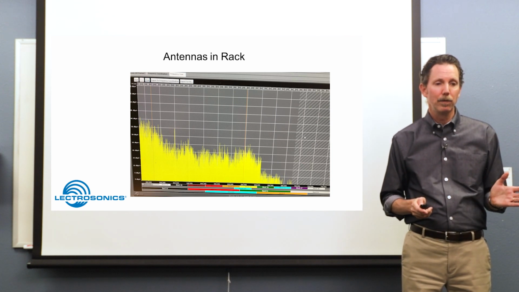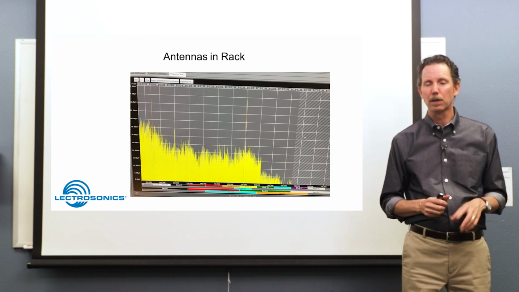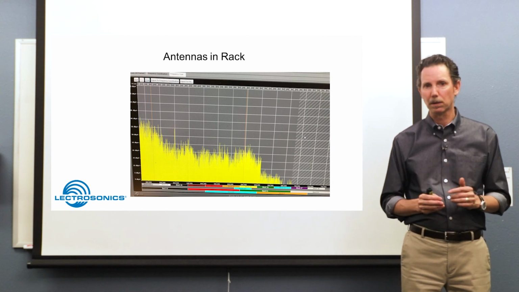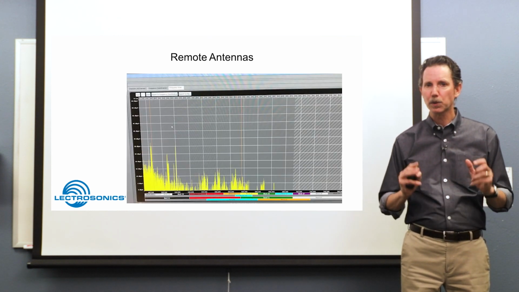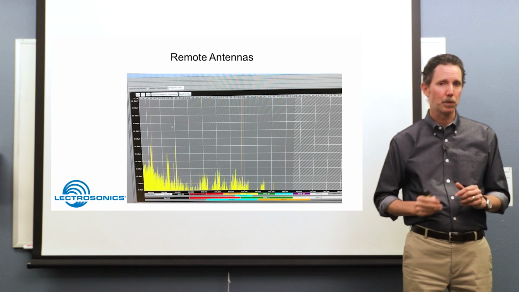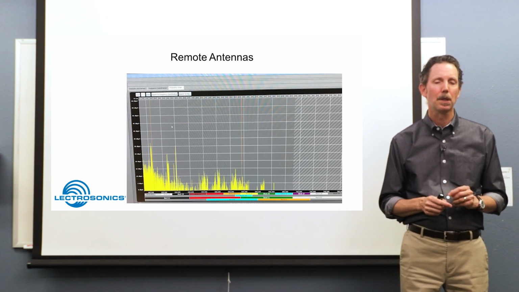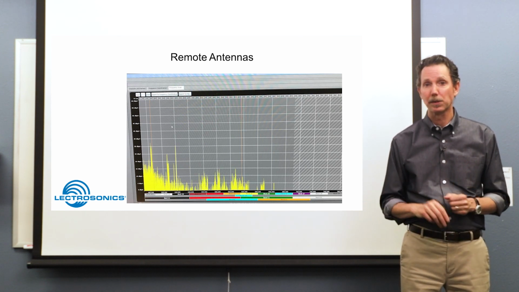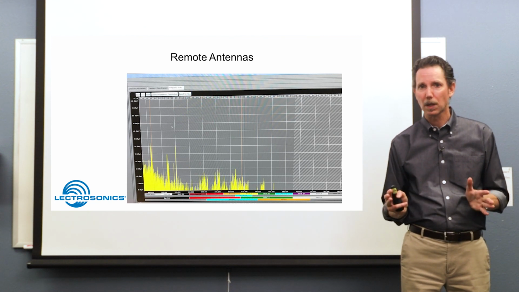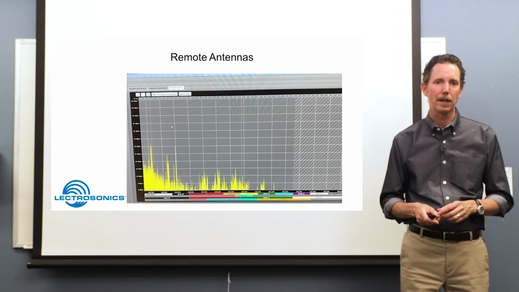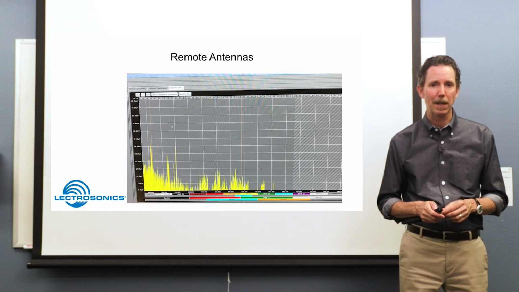So after we moved the antennas to the outside of the rack, I took another picture of the scan, and this is what it looks like. Much better, much more room to put our wireless mics and in-ears and comms into that same space. So this is the same physical space, same RF scan, except now the antennas are outside the rack. You can see what a difference that makes.